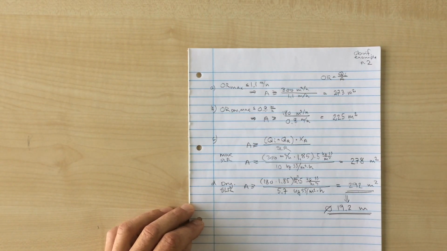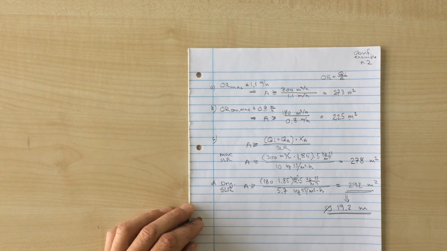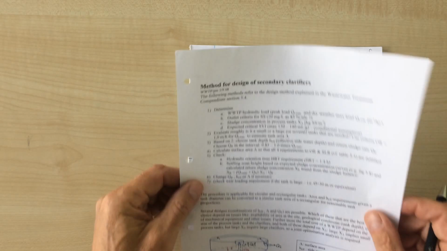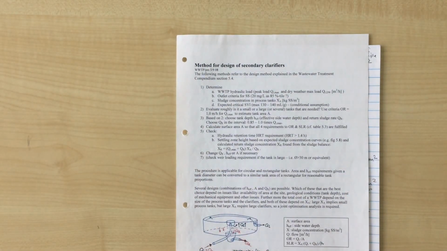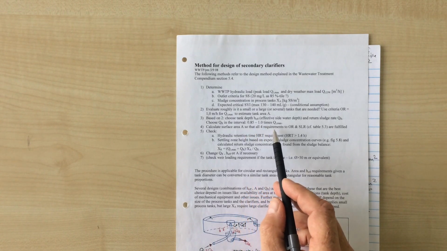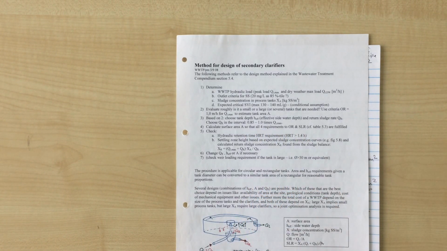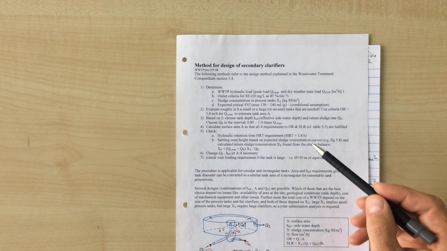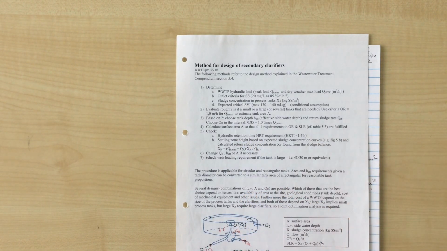So am I done yet? No, not quite, because I still have to do some checking. If we take a look at the list of criteria, we can see I have to check the requirement for overflow and solids rating. And now I have to check whether my hydraulic retention time is more than 1.4 hours, because this is a criterion as well.